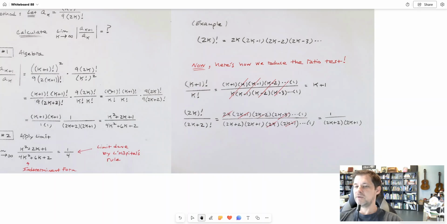I want to look at how does k plus 1 factorial reduce with k factorial? I'll look at that on its own. And how does 2k factorial reduce with 2k plus 2 factorial? So let's look at those.